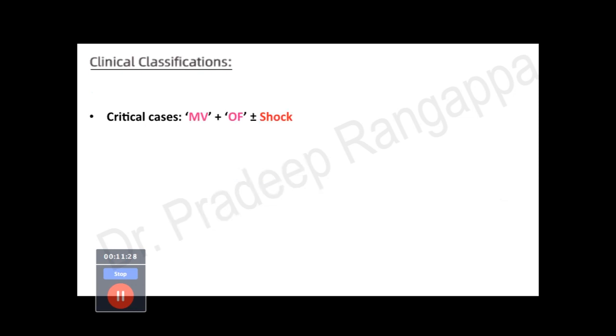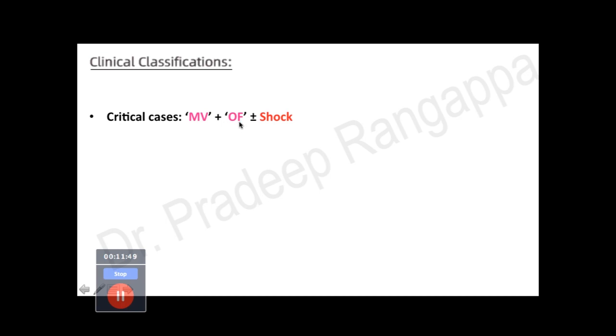And so the Chinese document classifies critical cases. The critical cases are where the patient comes to ICU, gets intubated, mechanically ventilated, or may be on NIV, and may have features of organ failure. Plus or minus, they can be in shock, they can have hypotension. This is qualified as critical cases by the Chinese.